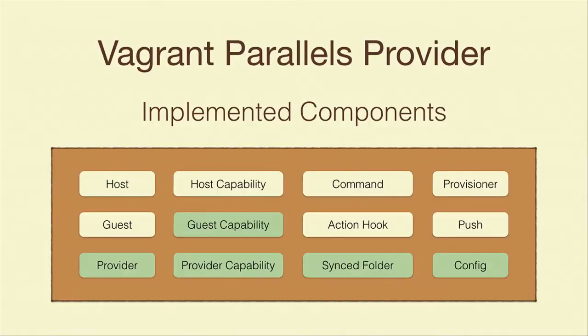Let's take a look at what we have actually implemented in our plugin and how we did it. So our plugin is named Vagrant Parallels Provider, or Parallels Provider for Vagrant. But actually, we have implemented not only the provider component, as I said before. We have also implemented guest capability, provider capability components, synced folder component, and the config component. So let's take a look at each of them in more detail.